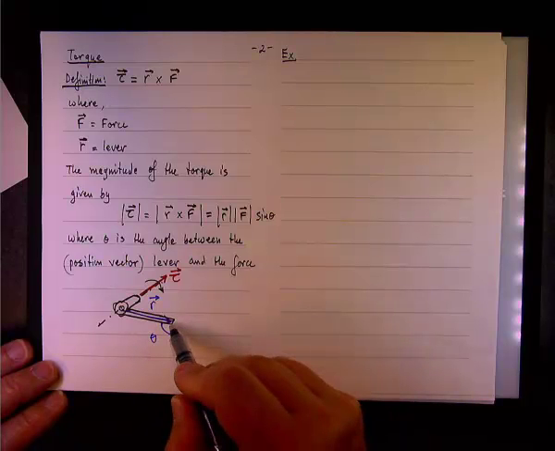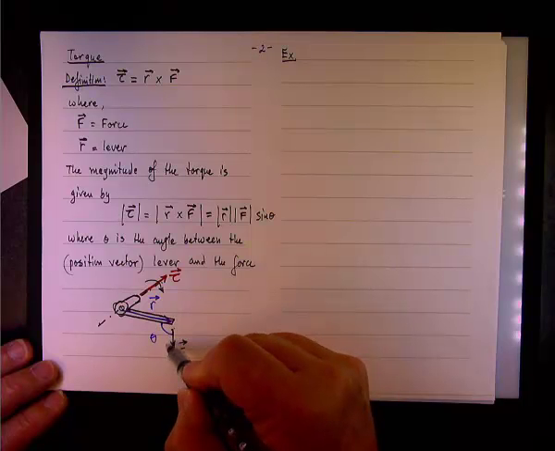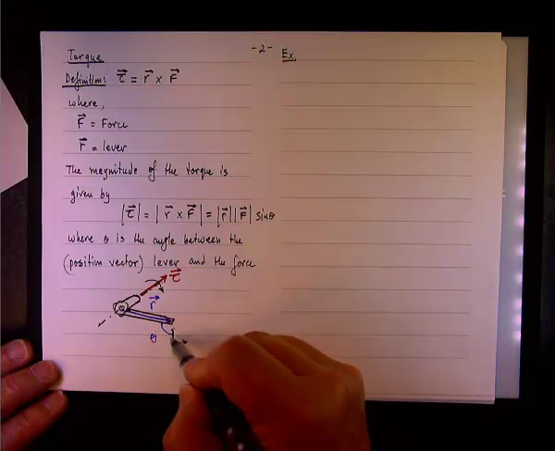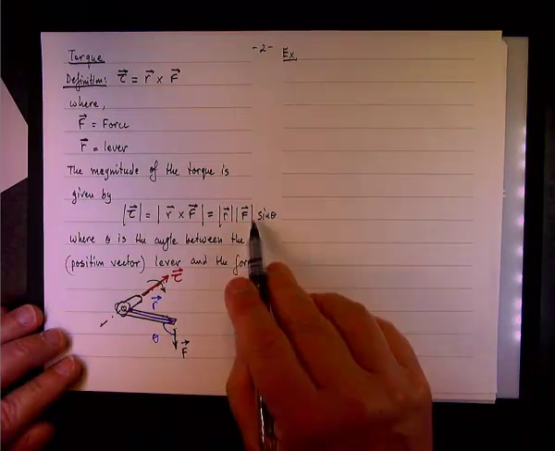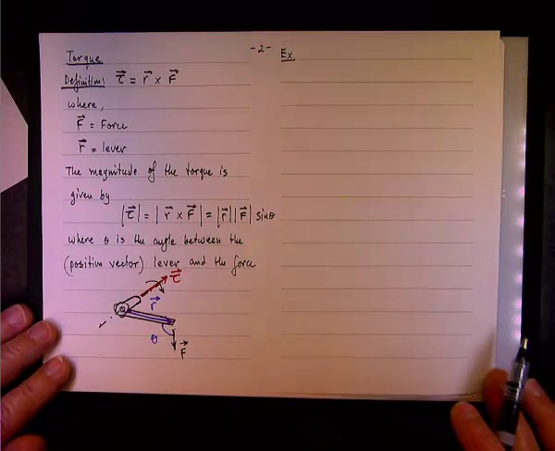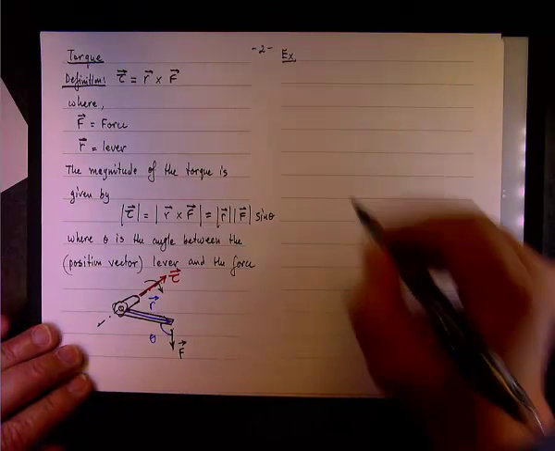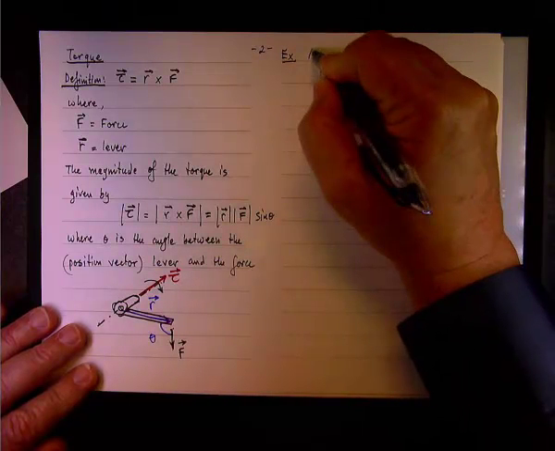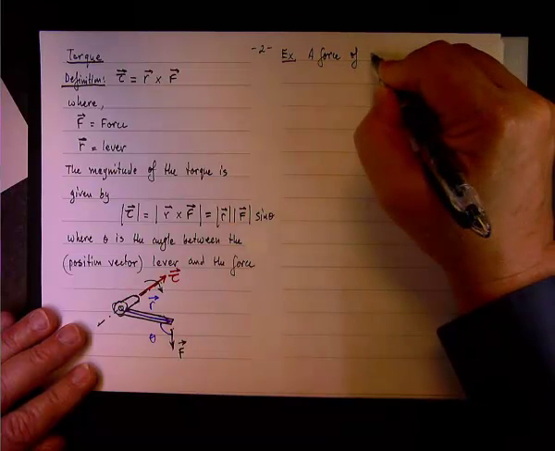Before we go to the example, notice that the angle here is not necessarily 90 degrees, but the component of the force that really affects the torque is the component that is perpendicular to R. So that's why the magnitude has this component F sine theta. We'll look into that in the following example.